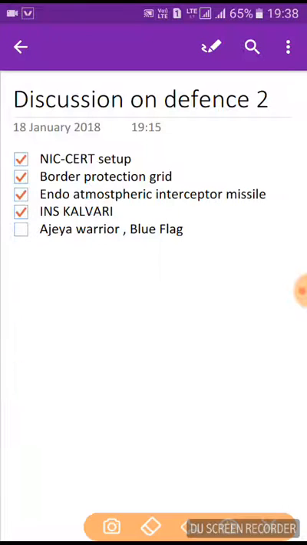It can come in the exam, in SSC, that Ajay Warrior is between which countries. It is between Indo-UK. And they can also ask questions about where this exercise is conducted. That is Rajasthan. The name of the place, like Mahajan Field Firing Range, is not important. The important thing is the state, which means Rajasthan.